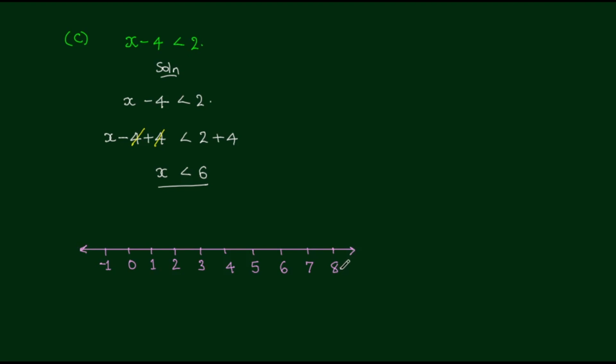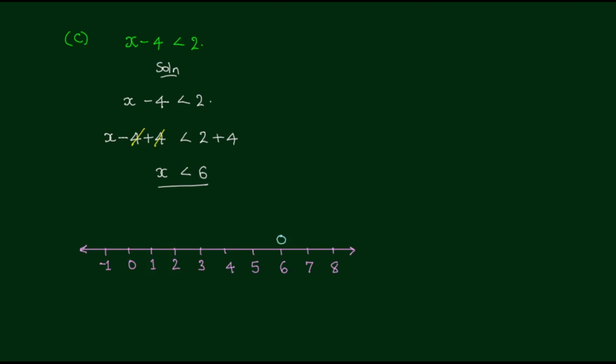We represent using an arrow, and our main point of interest is 6. So we come here to 6 and circle above this number. Since we have less than, then it should be hollow. Now we look at a number that is less than 6. Here is 5, 4 is less than 6, 3 is less than 6.